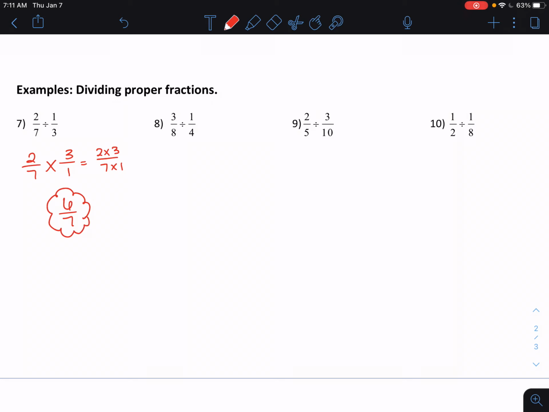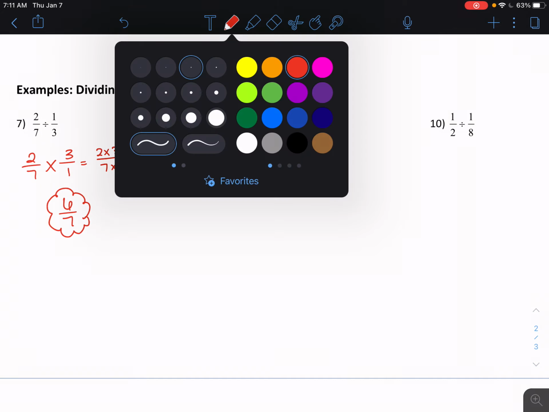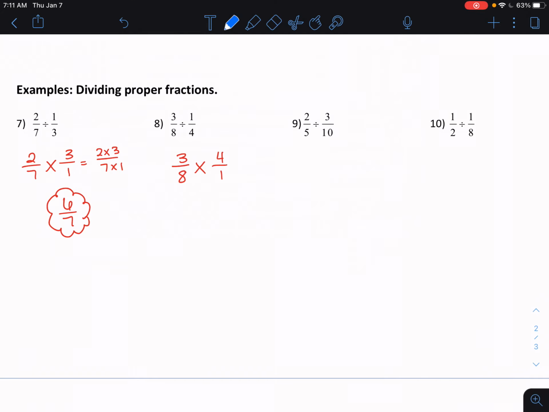In number 8, I'm going to keep 3/8 the same. I'm going to change it to multiplication and flip to 4/1. My cross canceling happens between the 8 and the 4. So 8 divided by 4 is 2, 4 divided by 4 is 1. And then I've got 3 times 1 on top, 2 times 1 on the bottom. So 3/2 is my final answer.